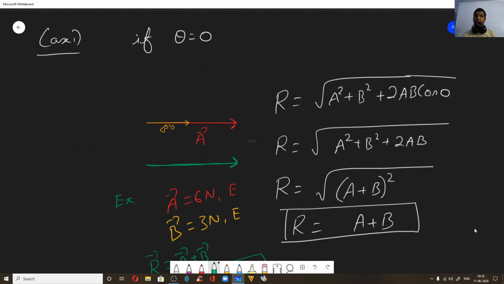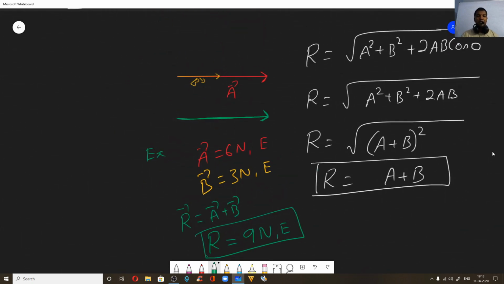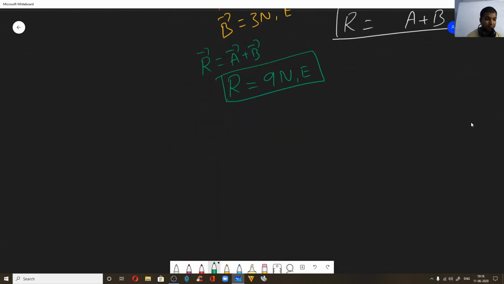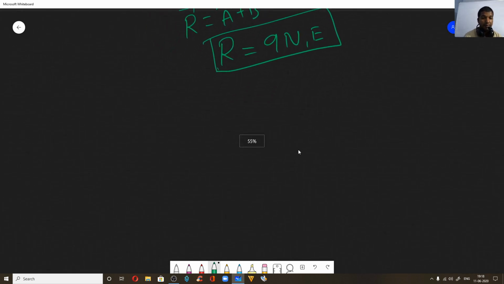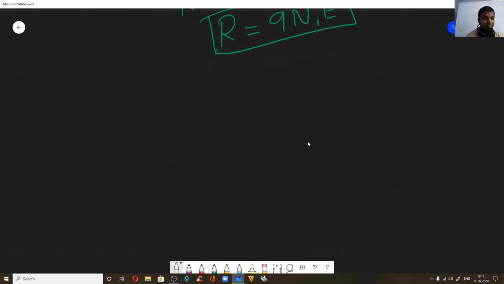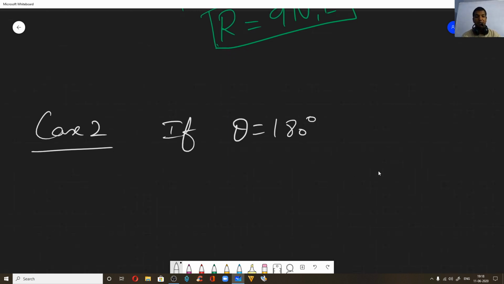Please note it down in your book. Force is a good example that you can take here. Now next let us take case 2. If theta is equal to 90 degrees, or let us take 180 degrees first, then we'll come. So what does 180 degrees mean?